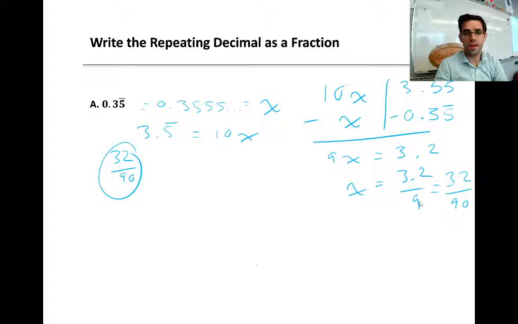Now, for a fraction, we don't want to have a decimal as a numerator or a denominator. So what we're going to do is just multiply both by 10. So we're going to get 32 over 90. And that would be a fraction that equals our repeating decimal. Again, this isn't fully simplified, so read the directions carefully to see how they want you to answer.